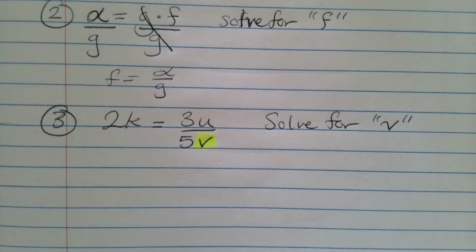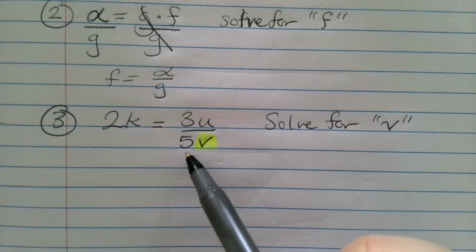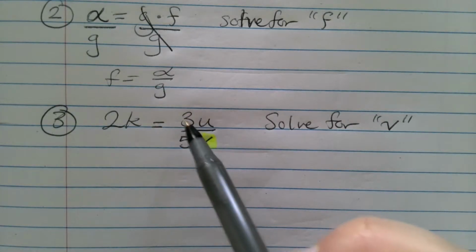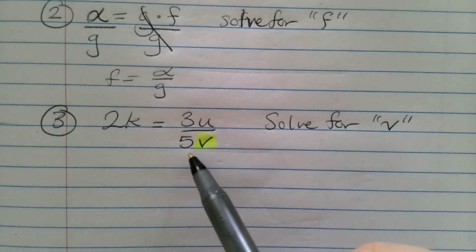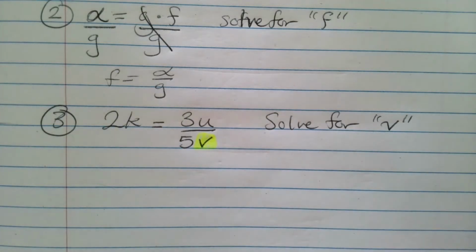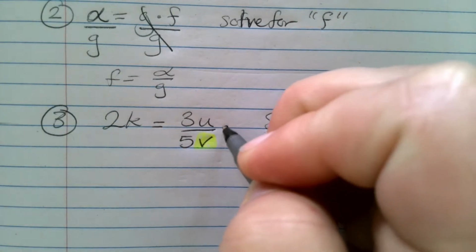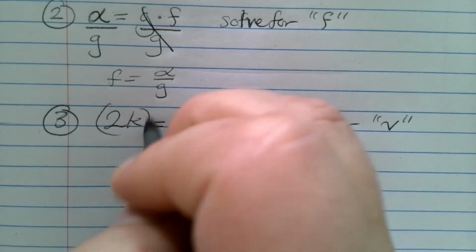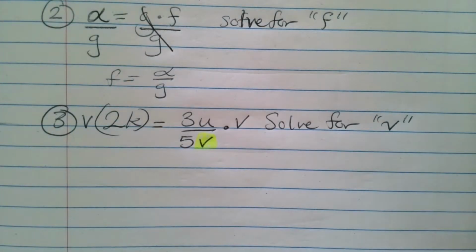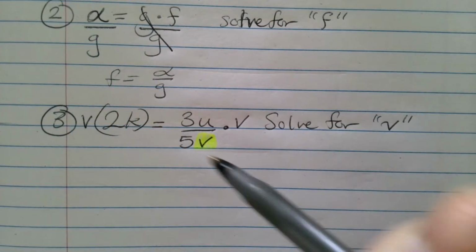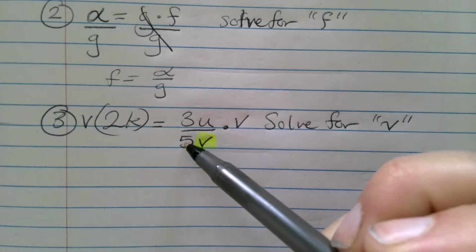So, right now, what is the V doing? Is it adding, subtracting, multiplying, or dividing? It's multiplied with the 5. What else is it doing with this? How do I get it off the bottom? What's the opposite of division? Multiplication. So we're going to multiply both sides by V. Now I don't have to move the 5, so I'm leaving the 5 behind.